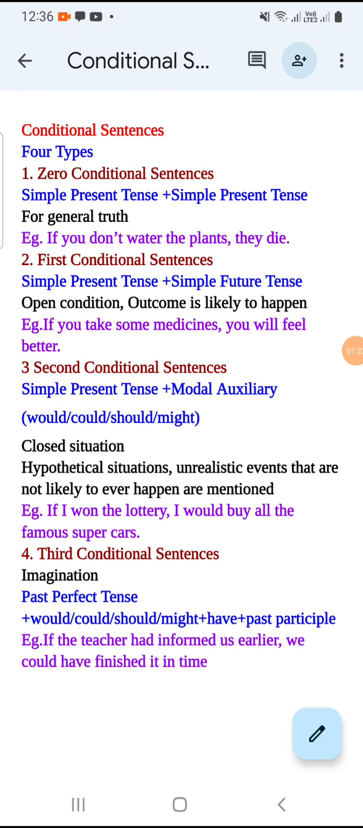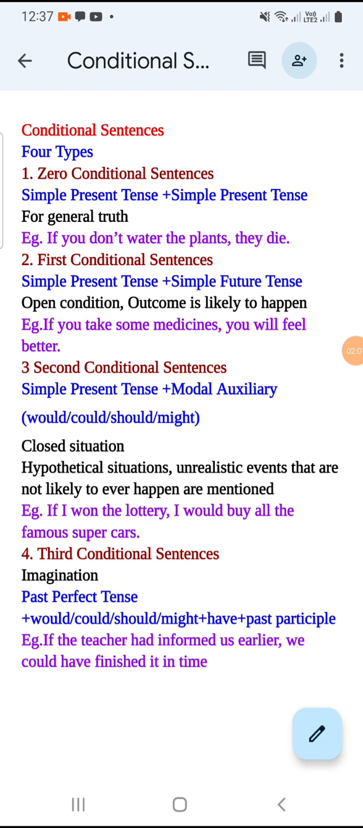We use conditions in our colloquial life, in our daily routine. Every now and then we frequently use conditions, and that's why conditional sentences are a very important part of our language acquisition, right? Now, usually we use four types of conditions. First is the zero condition, then the first condition, then the second condition, then the third condition.